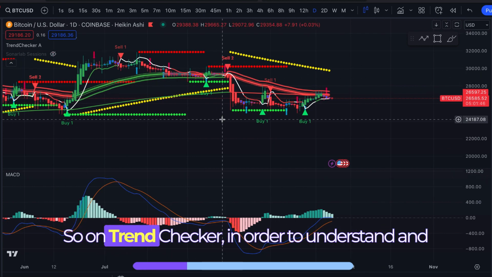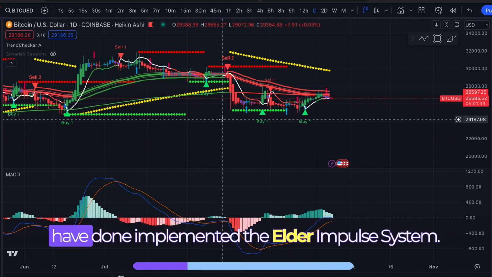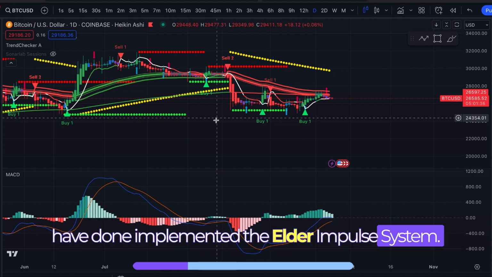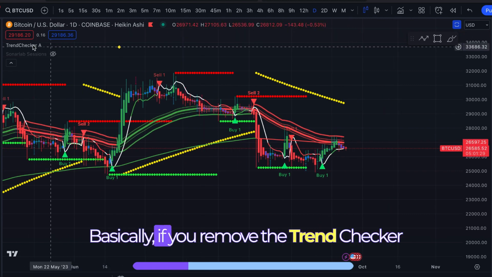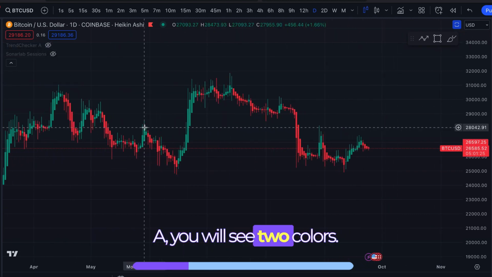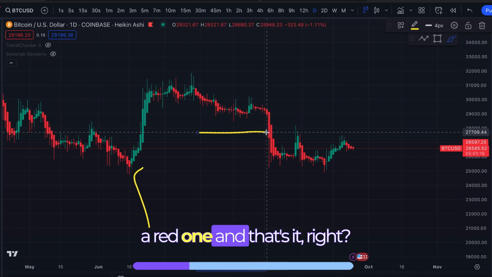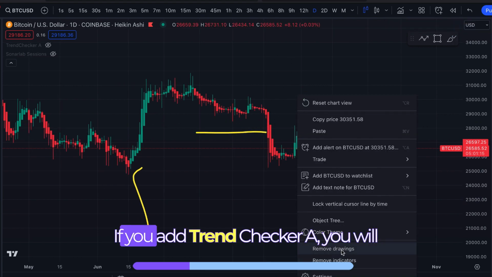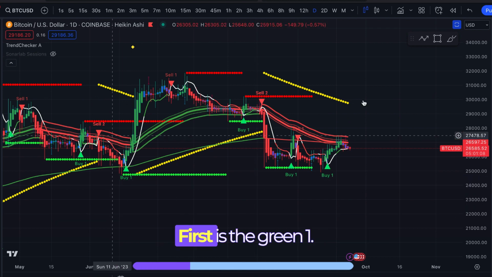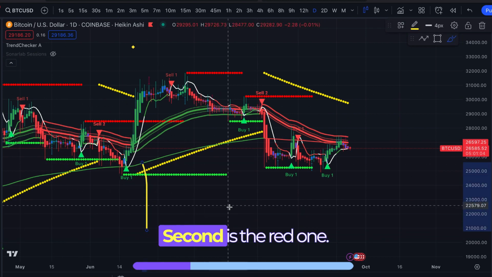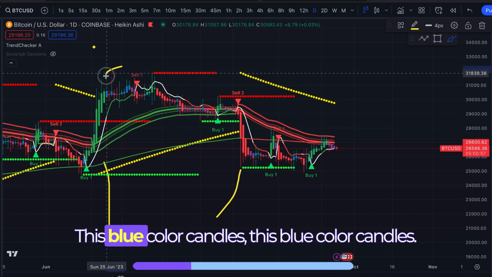So on Trendchecker, in order to implement the MACD without giving you the MACD, we have implemented the Elder Impulse System. There are three colors in the Trendchecker chart. If you remove Trendchecker A, you will see two colors: a green one and a red one, and that's it. If you add Trendchecker A, you will see three colors: first the green one, second the red one, and third the blue color that you see from time to time.